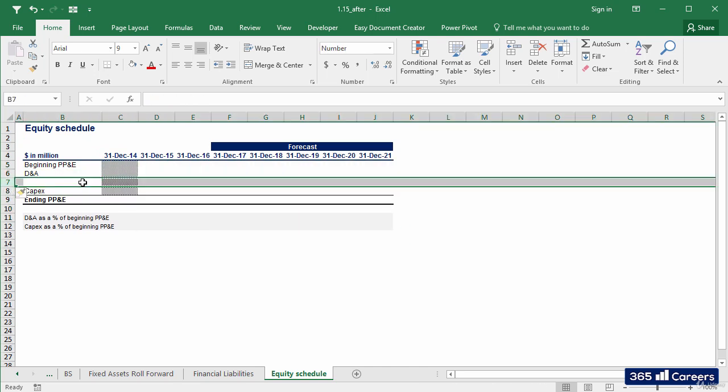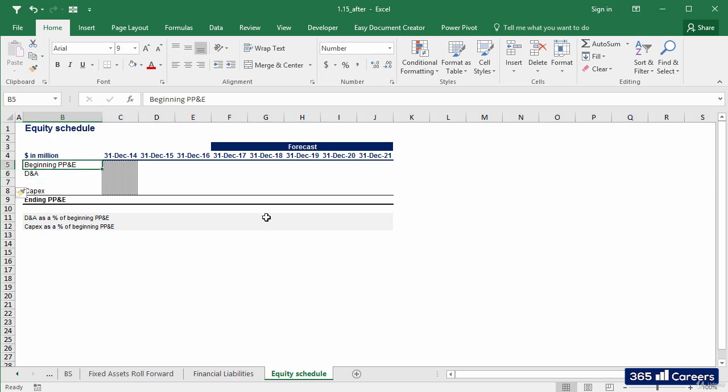Perfect. The table we have here will contain 5 rows. Beginning equity, increase of capital, net income or loss, dividends, and ending equity. These are the possible equity movements we can have.